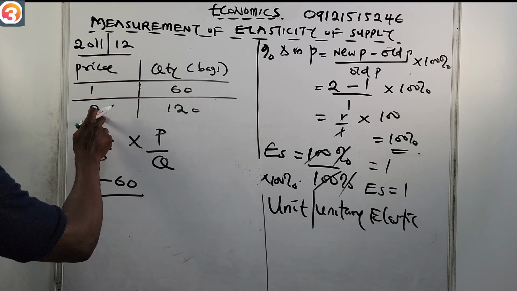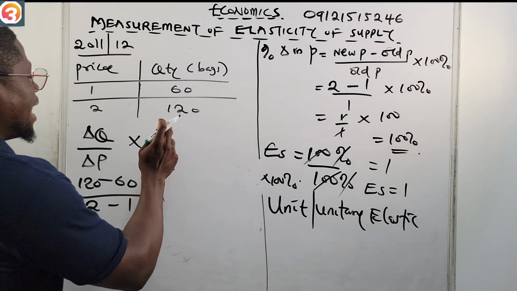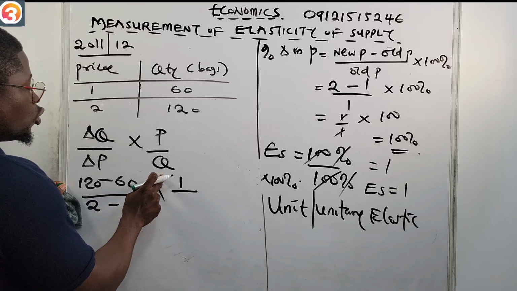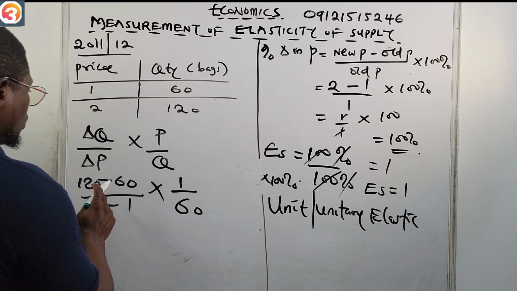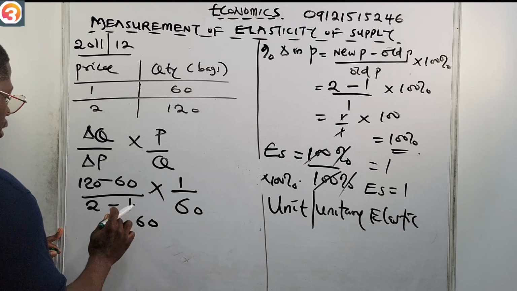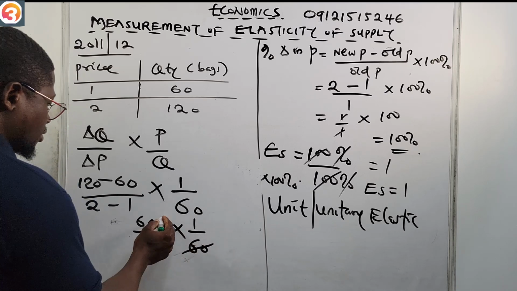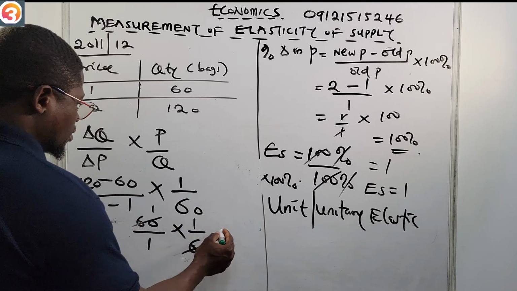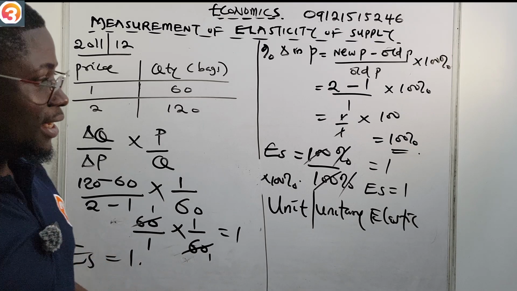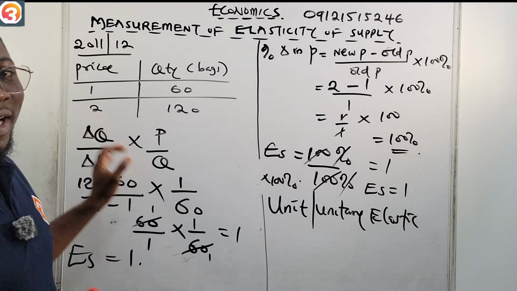And this is new price minus old price. That is 2 minus 1. Then times what is your old price? Old price is 1. What is your old quantity supply? It is 60. So let's go. 120 minus 60 is 60. Then 2 minus 1 is 1. Then times 1 over 60. 60, we cancel 60. Give it 1, 1. 1 times 1 is 1. Our ES is 1. Very straightforward. So instead of going through all of this method, we can use this formula and get our answer straight.